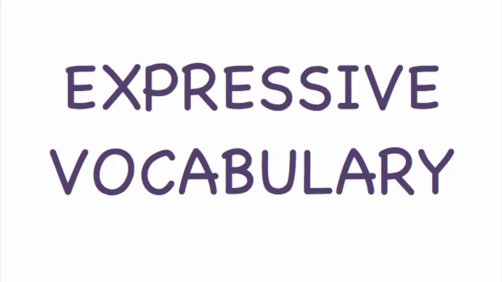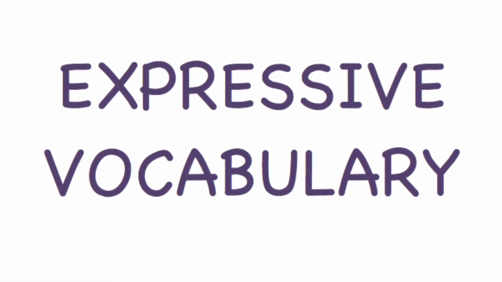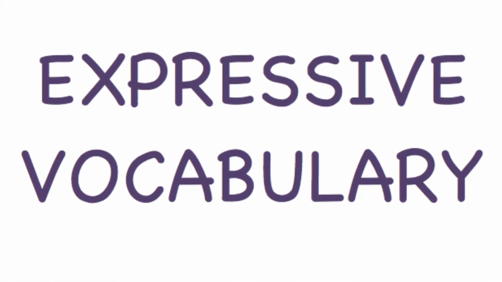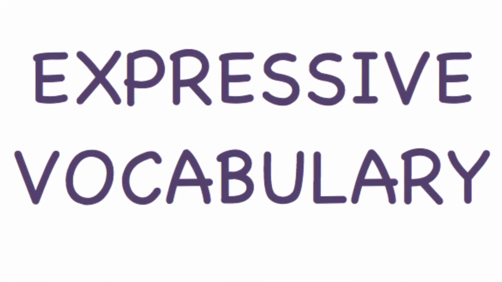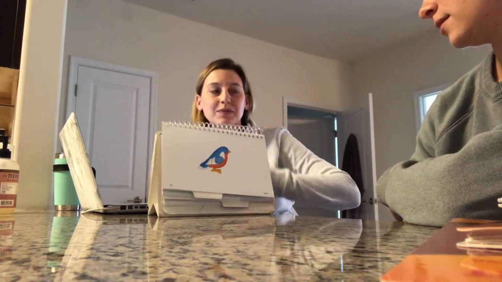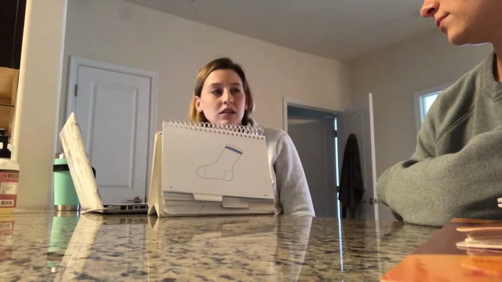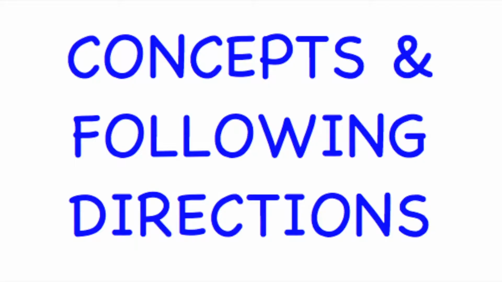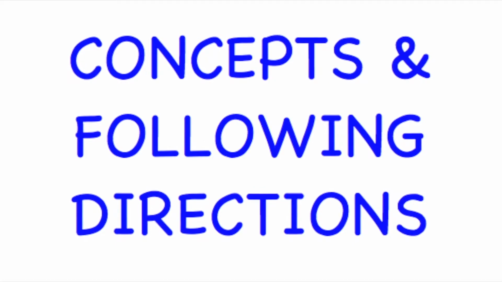Good. Subtest 3, Expressive Vocabulary, evaluates the child's ability to label illustrations of people, objects, and actions. Look at this picture. This is a bird. Look at this picture. What is this? Sock.